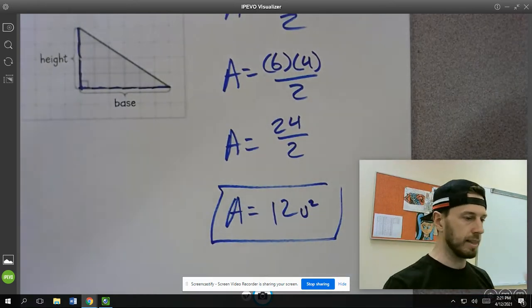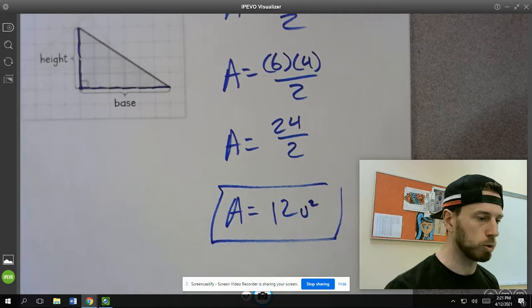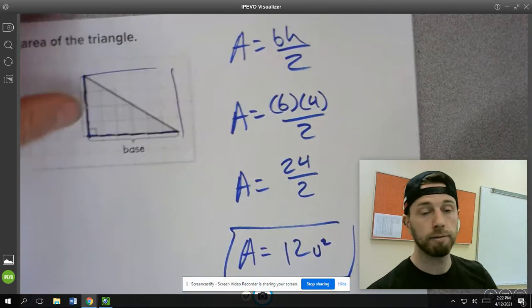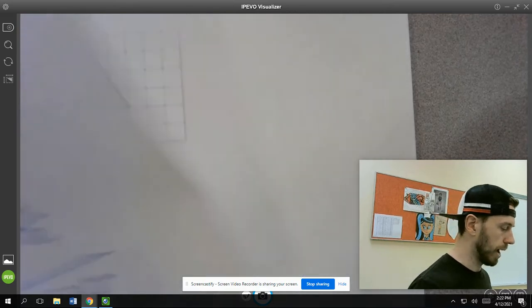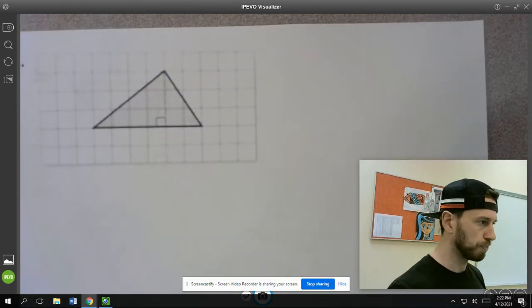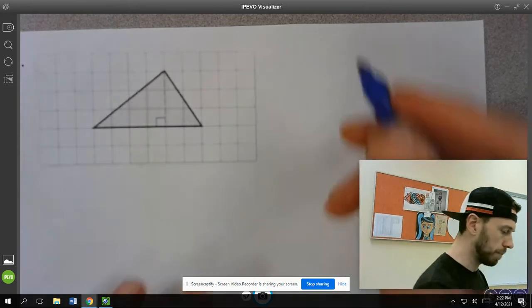You just do base times height, the exact same thing we did yesterday. We're just adding 1 extra step to it. We're dividing it by 2, because every triangle is just half of a parallelogram. So we find half of it. Here we go. Next one. Why don't you guys try this one out real quick? Pause the video, solve it up.